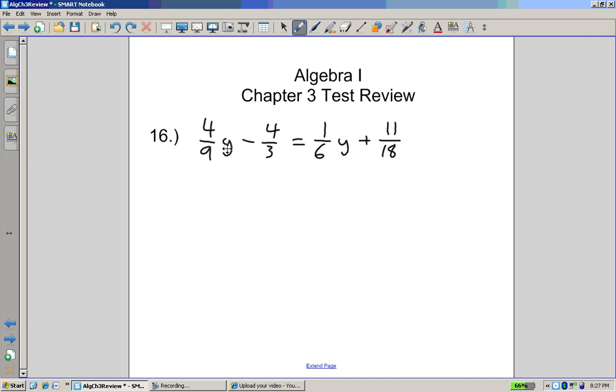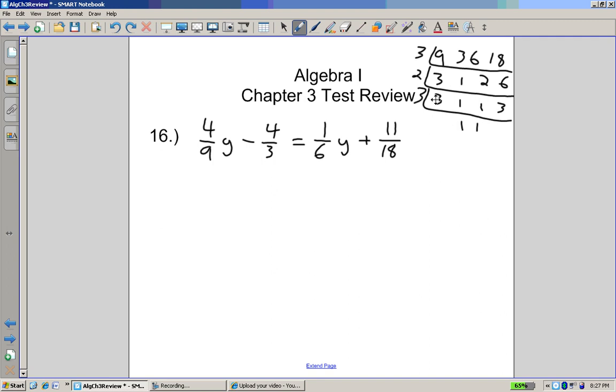We're going to put 9, 3, 6, and 18 in the little magic box. 3 goes into all of these. And now we're going to have to choose something in at least 2 of them. I see 2 goes into these. 2 divided by 2 is 1. 6 divided by 2 is 3. I see 3 will go into these.